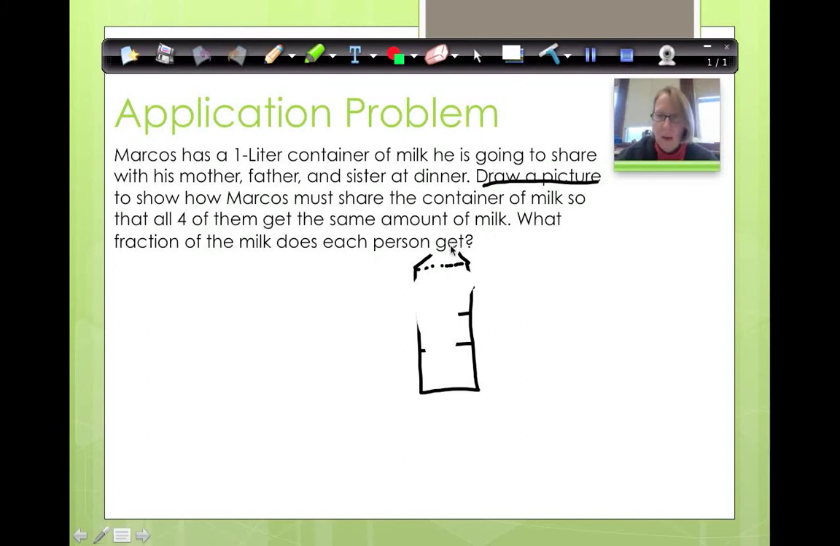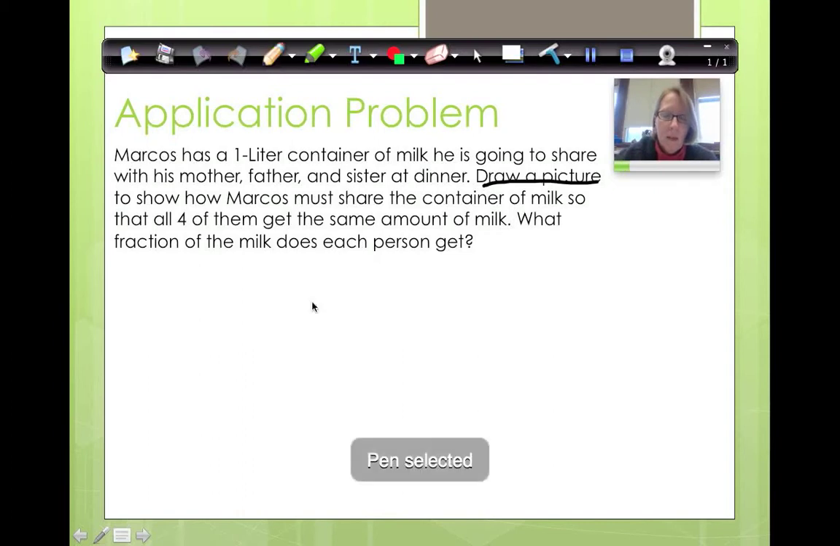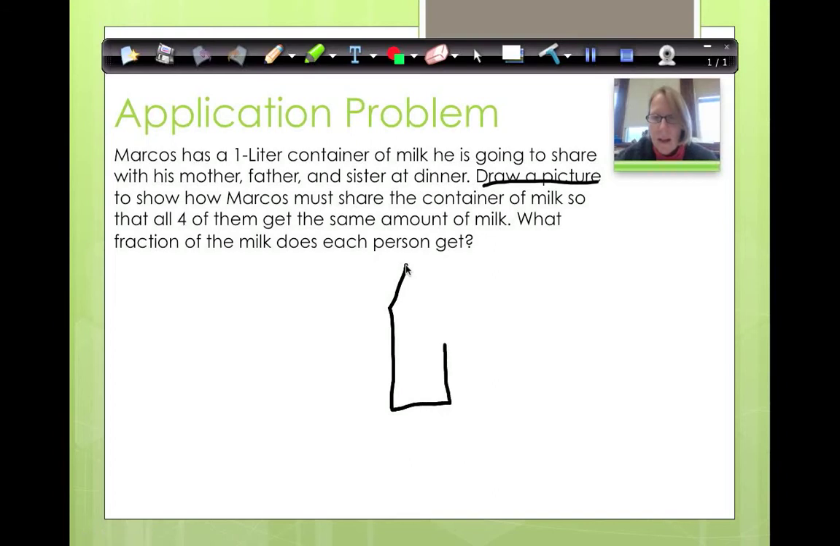Okay, I'm just going to start fresh. Okay, try it again. This time, let's make sure to be as equal as possible. Okay, now I'm going to draw these dots. Okay, now I'm going to be a little more careful. There's his mother, his father, and sister, and Marcos. That's a little bit better, isn't it?